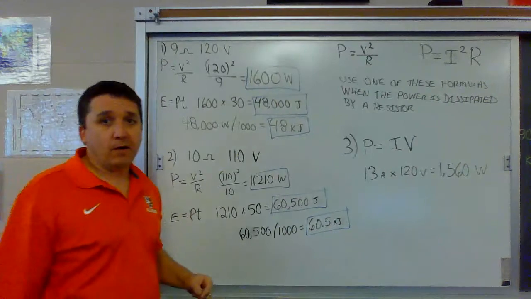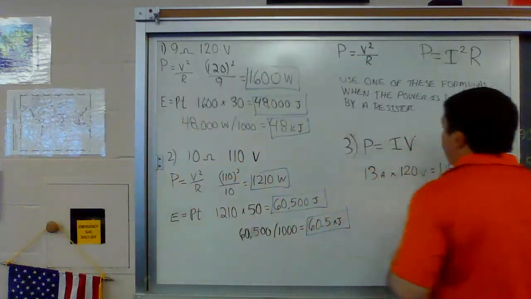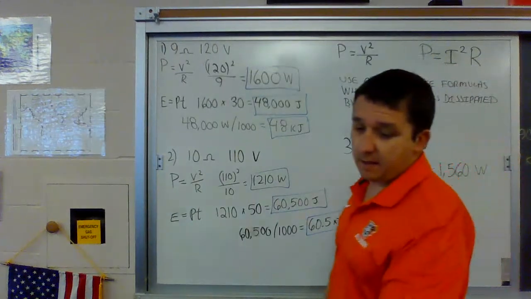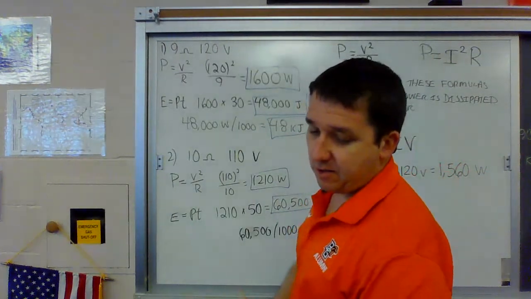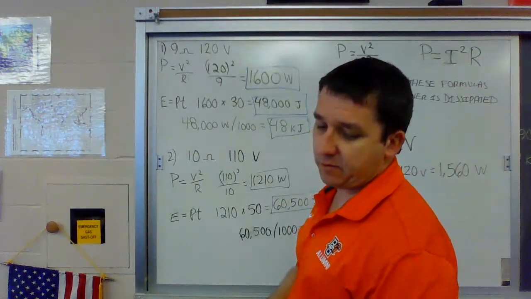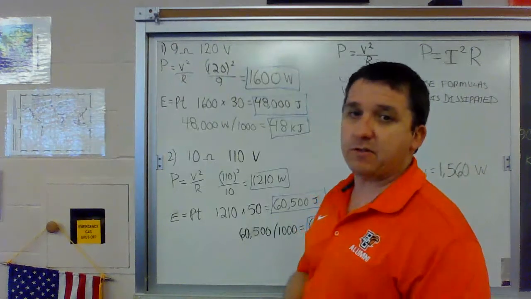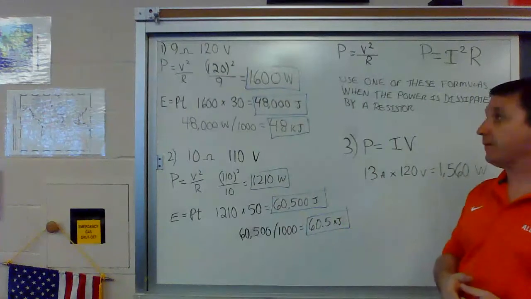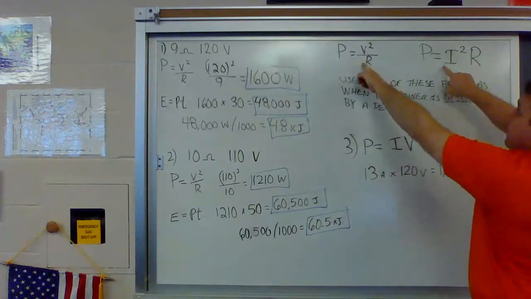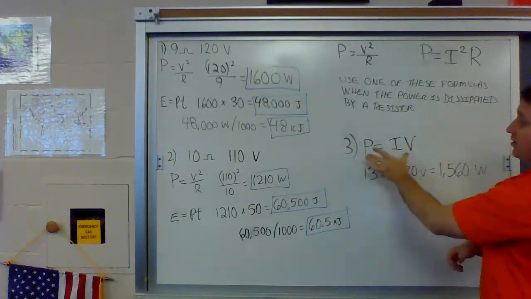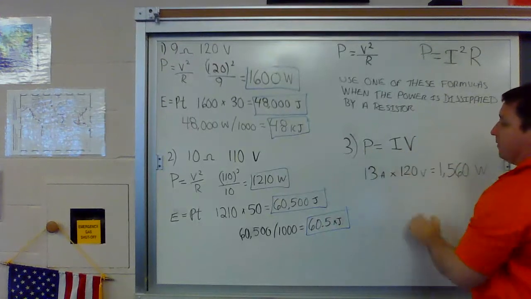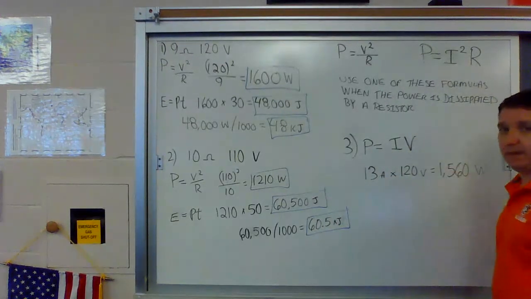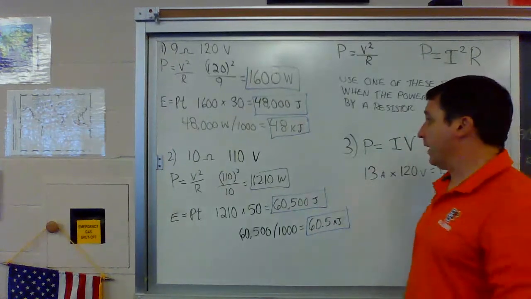Now, for problem number 3, you're not going to use either of these equations because the problem reads, an electric space heater draws 13 amps from a 120 volt source. How much power is used? It says nothing about the power being dissipated by a resistor. So again, these two equations are out for number 3. Use this formula here, P equals I times V. You know the current, you know the voltage, multiply the two, and you're done. 1,560 watts.